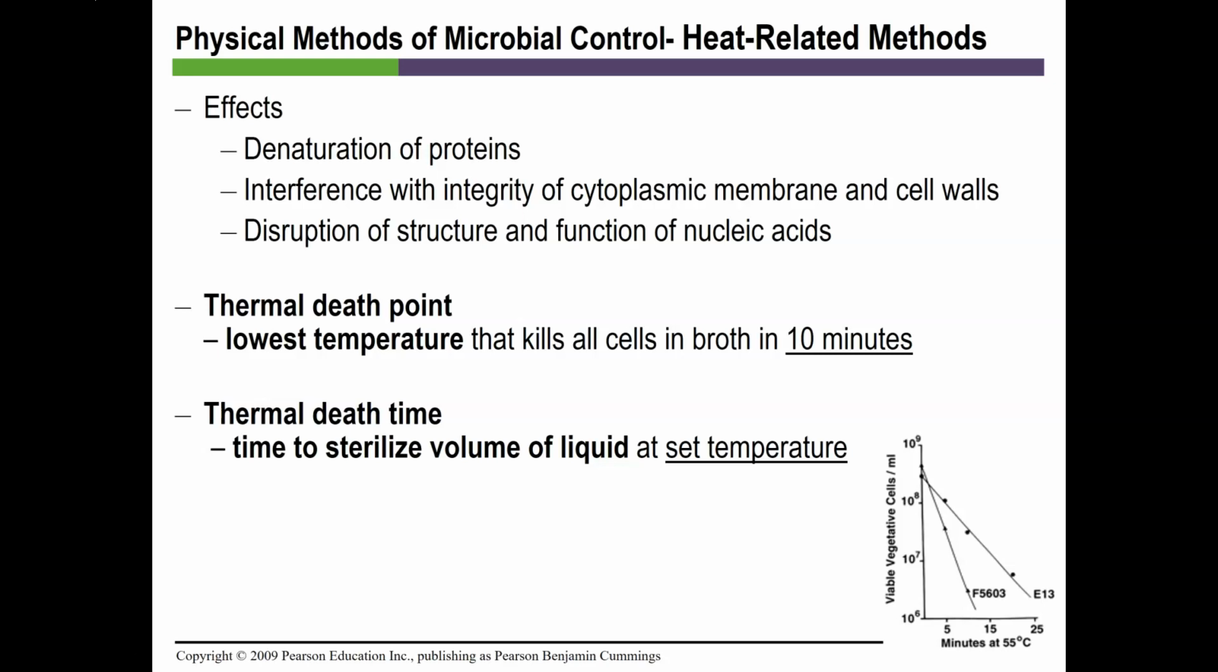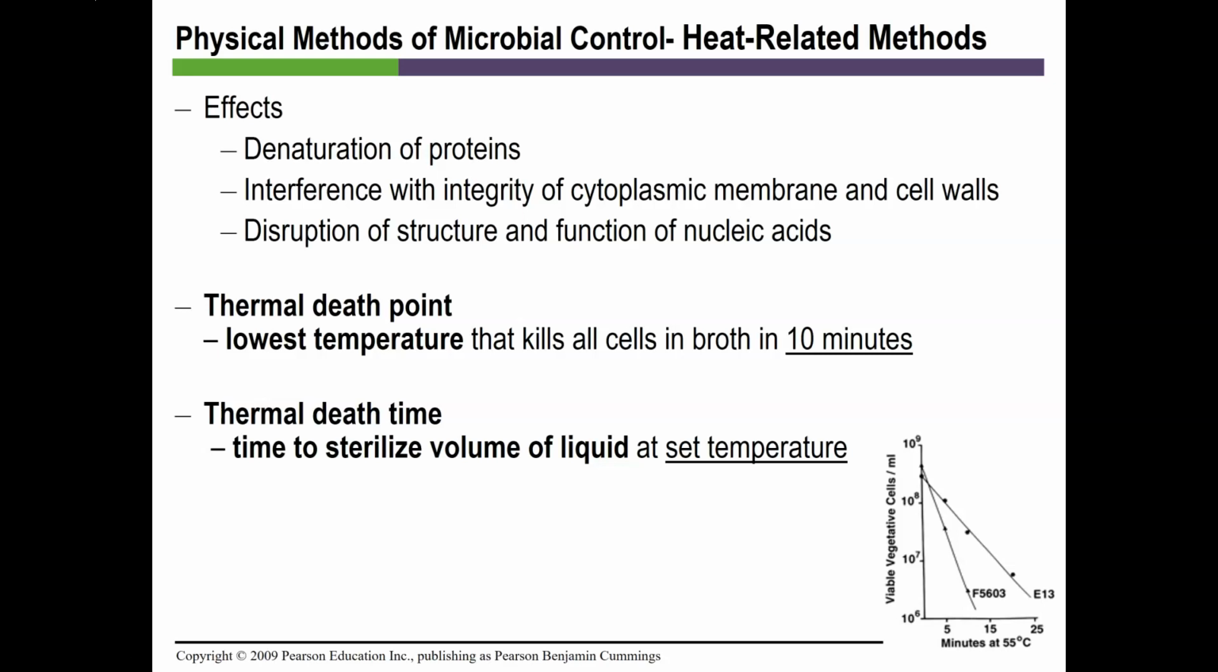Thermal death point is a particular temperature that kills all of the cells of interest to you in 10 minutes. The second term, the thermal death time, refers to a particular temperature and how long it takes to kill that microbe of interest at that temperature. For example, let's say you have a culture and you expose it to 60 degrees Celsius. You pick a particular temperature and then you determine how long it takes to kill everything in that volume at that temperature. That is thermal death time.